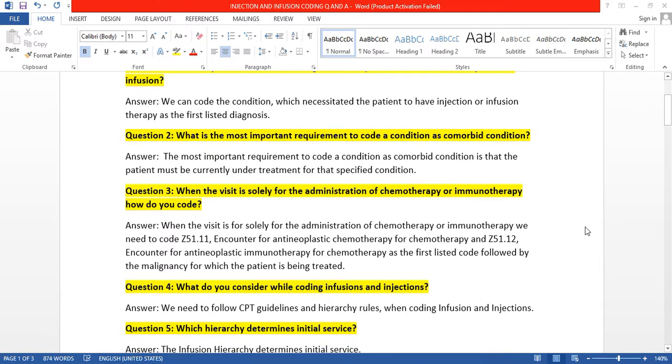Question 2. What is the most important requirement to code a condition as a comorbid condition? Whenever you code a secondary diagnosis, we need to keep in mind the purpose of this comorbid condition and the requirement to code that condition. Answer: the most important requirement to code a condition as a comorbid condition is that the patient must be currently under treatment for that specified condition. So we need to check the documentation to find out the drugs as well as the conditions. We need to correlate both medications as well as the conditions.